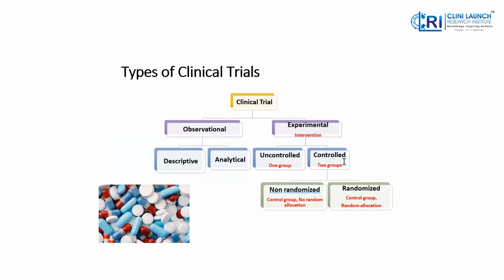So random allocation can be there. Blinded and unblinded is a different thing. We are using some method, some process, for assigning the treatments to the different groups. So are we clear up to here, guys?